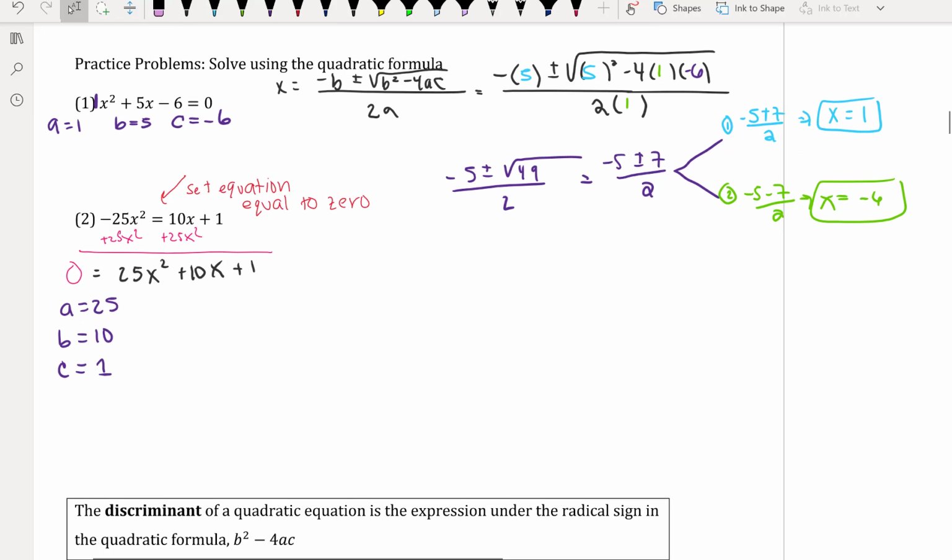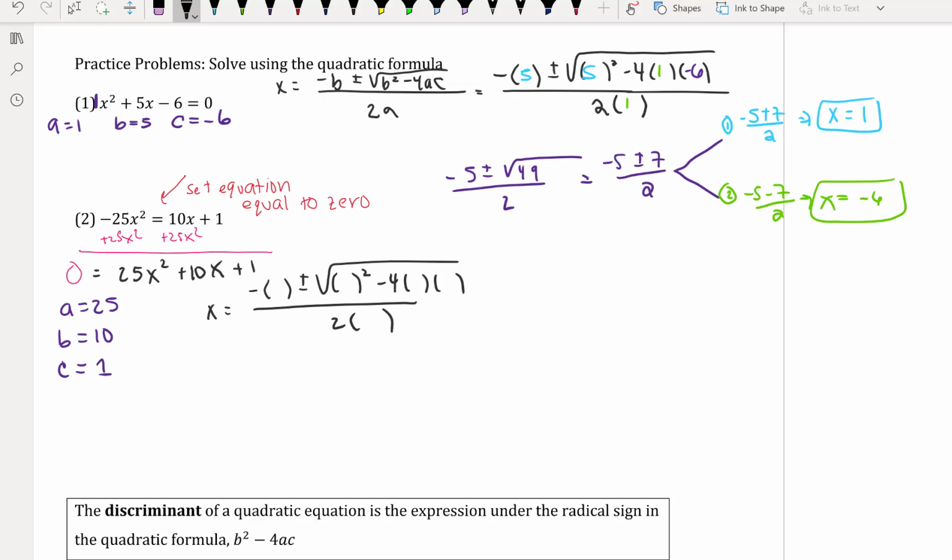So again, I'm going to be using my formula. So I'm going to have x is equal to, now I'll go ahead and put in my parentheses, negative b plus or minus the square root of b squared minus 4 times a times c, all over 2 times a. So I'm going to go ahead and plug in my values. My b value here is 10 that I'm plugging in. My a value that I'm plugging in is 25.